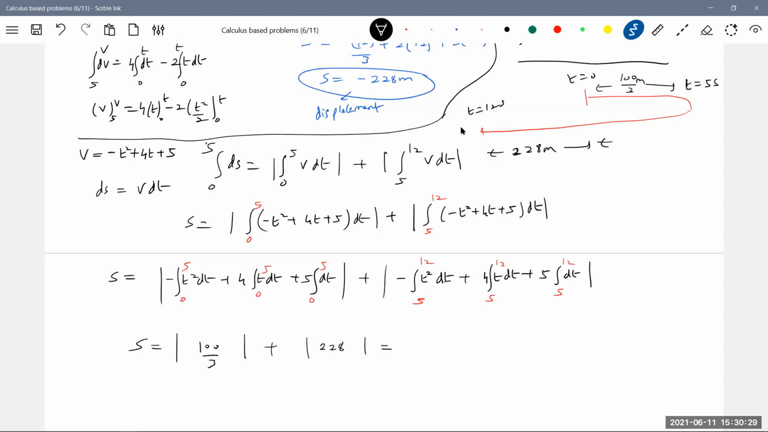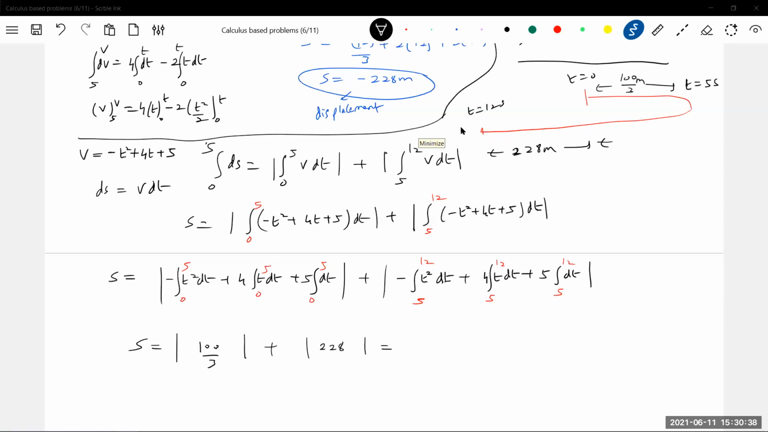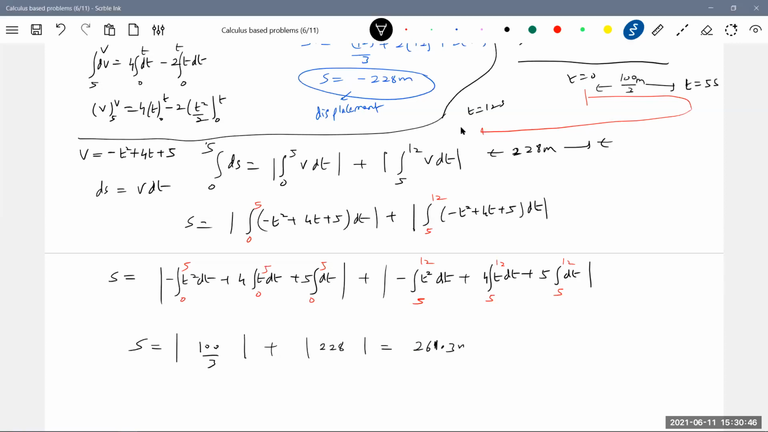Then this should be 200 by 3. No, then this should be the left mod. Second value 261.34. 228 plus 33.33, okay, 261.3. Yes, sir, that's the final value. This is the final answer. Now, which one is negative? The one which is negative, second one. The reason why we took mod is because the distance covered is needed.